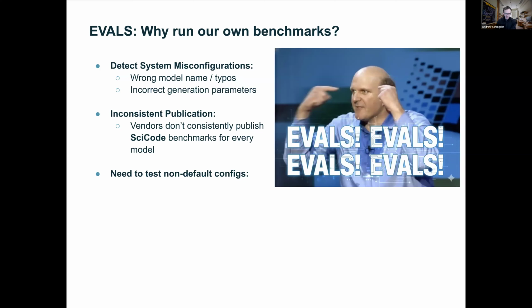There's also a need to test non-default configurations. For example, some models can be quantized to different levels, and unless you benchmark it, you will have no idea what the effect of that quantization could be. And furthermore, there are many different ways of quantizing models, so you're not going to find published benchmarks on every single different quantization of a particular model. It's just something that you're going to need to do by yourself.